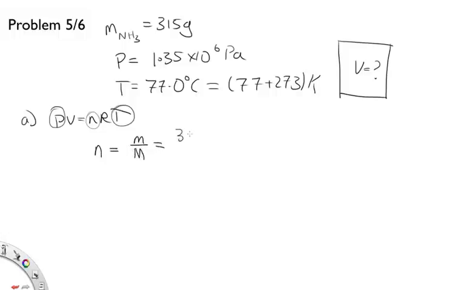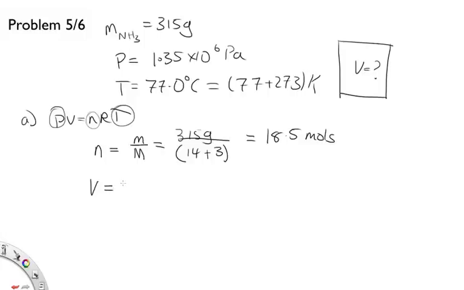So this is 315 grams. Now the molar mass of nitrogen is 14 and of hydrogen is 1. So there's 3 hydrogens. So the number of moles is 315 divided by 17. Doing that on the calculator, we get 18.5 moles. Okay, so now we can substitute in and find our volume.